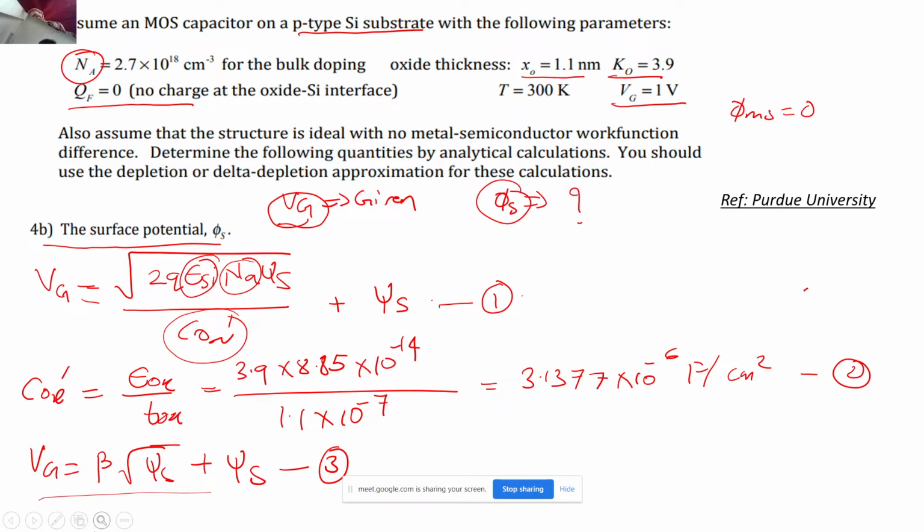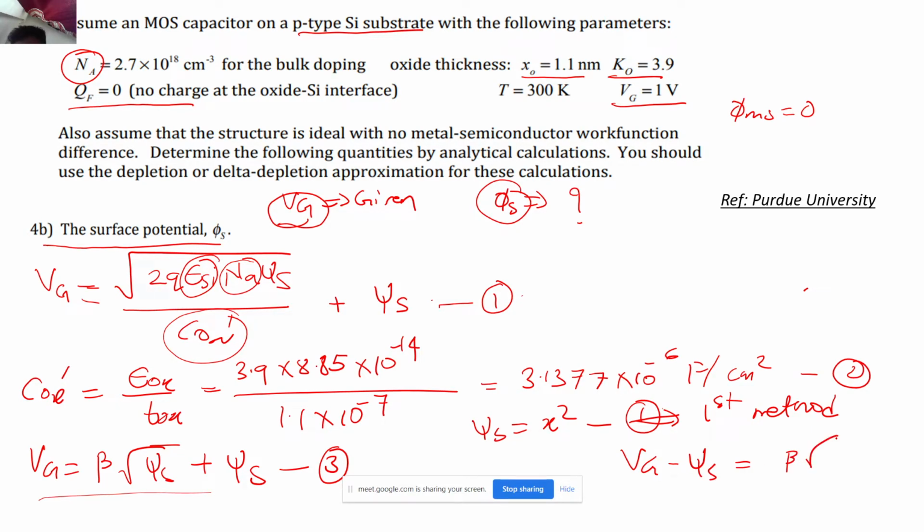Psi s equal to x square. Yeah, exactly correct. So psi s is equal to x square. This is the first method. The second thing that we can do is Vg minus psi s is beta times root psi s. Correct? So if I square both sides, then Vg minus psi s whole square will be nothing but beta square psi s. Correct? Can I use this second approach? Right, sir. Yeah, right. Okay, good.